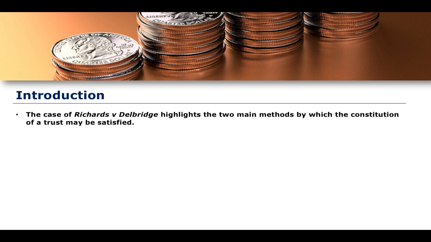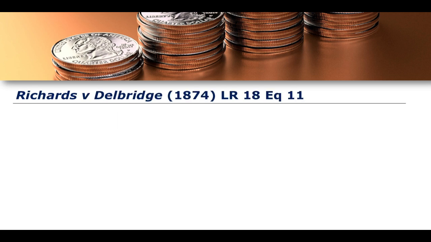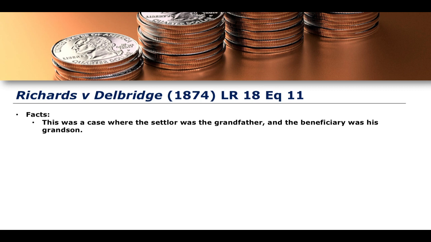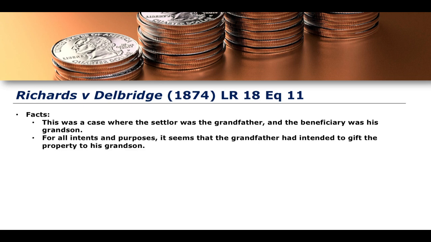The case of Richards and Delbridge, however, highlights the two main methods by which constitution of a trust may be satisfied, and it's here where we're going to begin. This is from 1874, and the facts of this case are relatively easy to understand. In this case, the settlor was the grandfather, and the beneficiary was his grandson, so it was a familial relationship. For all intents and purposes, it seems that the grandfather had intended to gift the property to his grandson. He did not seem to have intended to create a trust or to transfer property in that kind of way. It seemed to be an intention on the part of the grandfather to make a gift to the grandson.